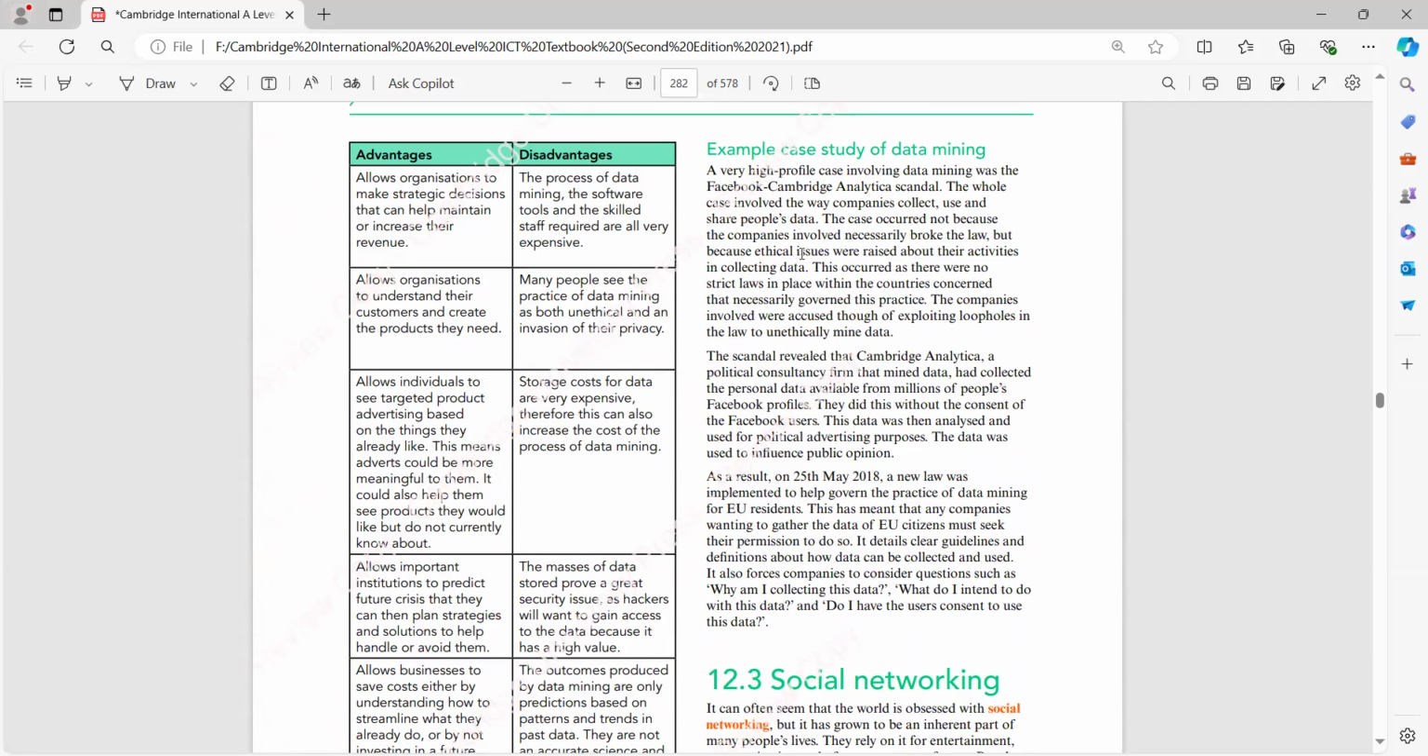Then lastly, I have some advantages and disadvantages of data mining. That is quite simple. The first advantage is that it allows organizations to make strategic decisions, and it can help them increase their revenue. It can allow organizations to understand their customers and create products they need. It can allow individuals to see advertising based on their interests, and it can allow important institutions to predict future crises by analyzing the trends and patterns.